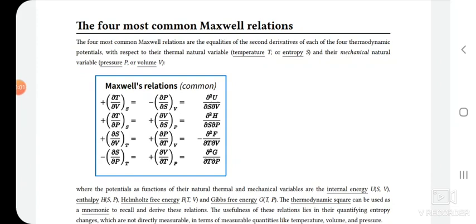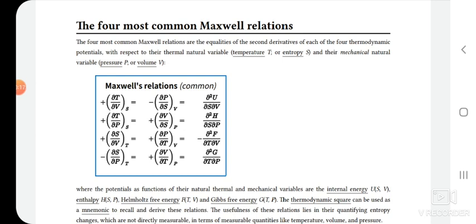Good evening and welcome back. In today's lecture, we are going to discuss Maxwell's relations. There are four Maxwell relations, and they have their own importance in thermodynamics.